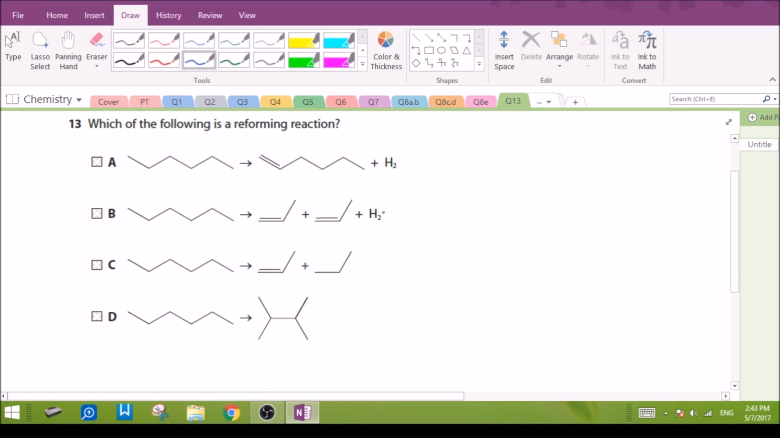Number 13, which of the following is a reforming reaction? So reforming, one way to look at it is either from a chain of alkanes, it will either form a ring or it will form more branches. Okay, so D will be the answer, right? It actually becomes more branched. That's a reforming. The rest, apparently they are being broken down into smaller molecules, so the rest can be actually described as cracking.